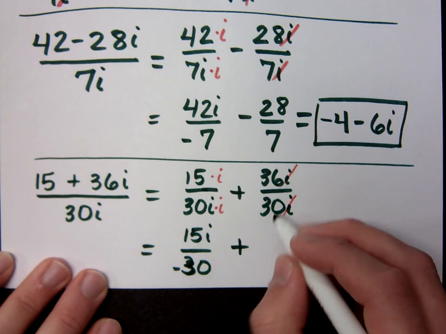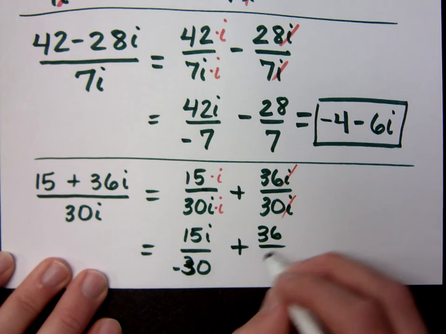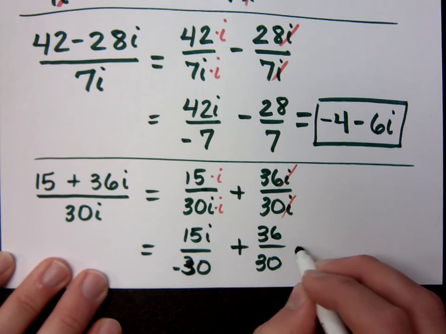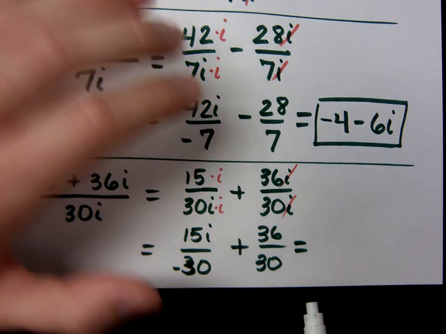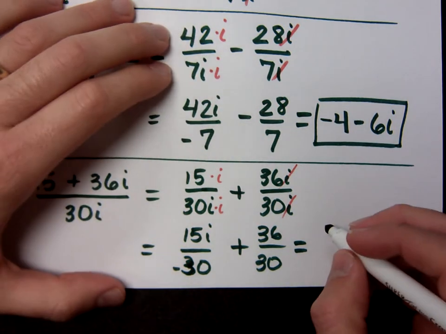Plus, this guy's just 36 over 30, right? What's the real part going to come from? 36 over 30. Can I just write 36 over 30? I've got to reduce that guy. What's the common factor for 36 and 30? If I reduce each of these guys by 6, I get what? 6 over 5.